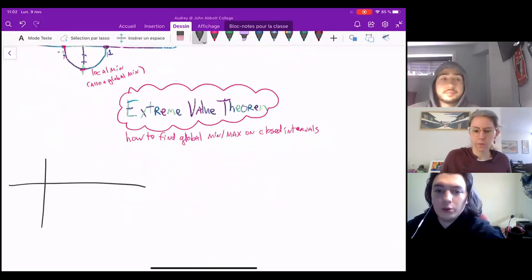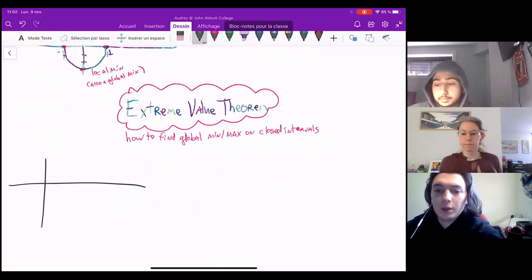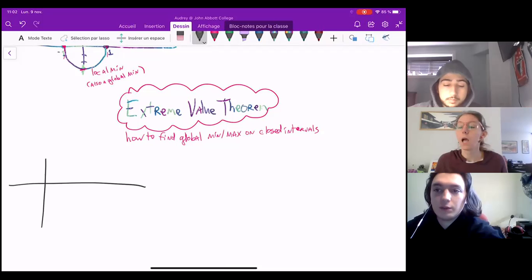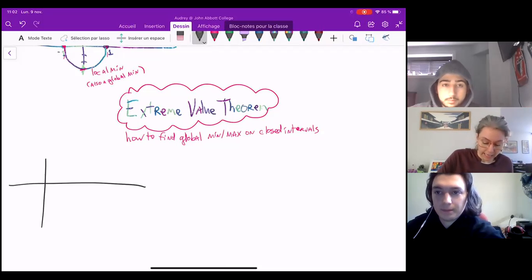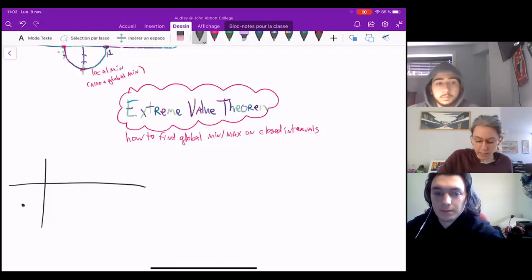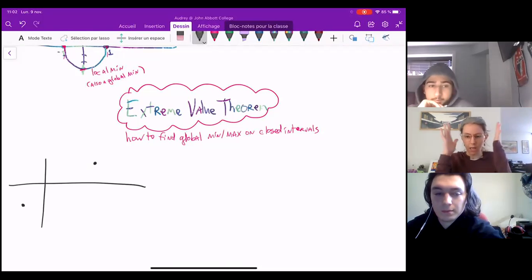So would a closed interval be like an interval that doesn't contain negative infinity or positive infinity? Yes, exactly. And so when we look at a graph, what that looks like is it's saying I have a clear point and a clear point that tells me this is where it is. It doesn't go on forever in any direction.